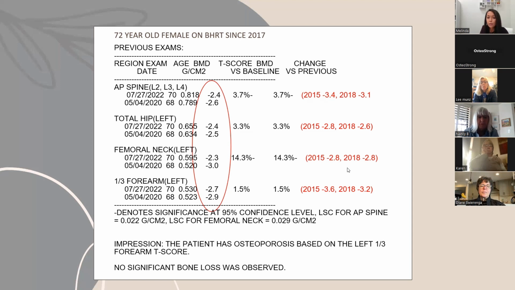And then from negative 2.8, stayed at negative 2.8. She had a decrease here. I don't know why that happened, but a decline in her bone density here, but then an improvement again in 2022 to negative 2.3. So you see all of these went from osteoporosis to osteopenia. And then in the forearm, negative 3.6, negative 3.2, negative 2.9, and then in 2022, negative 2.7. So still osteoporosis in the forearm, but all of these have significantly improved. And it says here, no significant bone loss was observed.